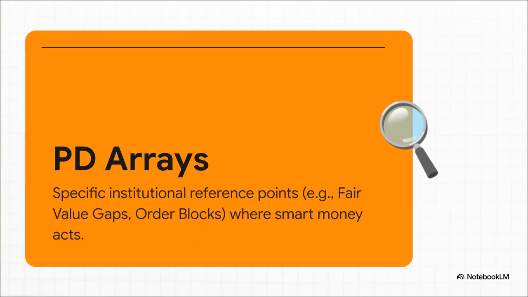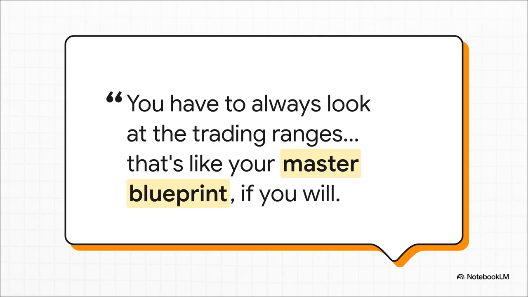Well, we do it by hunting for these PD arrays, which, as you know, stands for premium/discount arrays. These are those specific institutional reference points we just saw in the matrix. We're talking about things like fair value gaps, order blocks, breakers, you name it. These are the locations where we can expect a reaction because it's where institutional order flow has left its mark. But before you even think about looking for those PD arrays, you have to do one thing first. And as ICT says, the trading range you're looking at, that is your master blueprint.